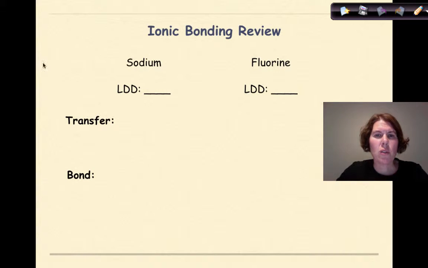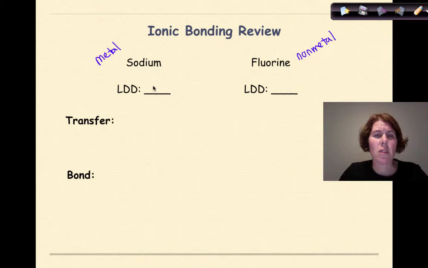If we look at our two examples right here, we have sodium and fluorine. Sodium is going to be my metal, and fluorine is going to be my nonmetal. Once I know that, I can figure out which is going to give the electrons and which is going to receive the electrons. The next thing to do is the Lewis dot diagram.